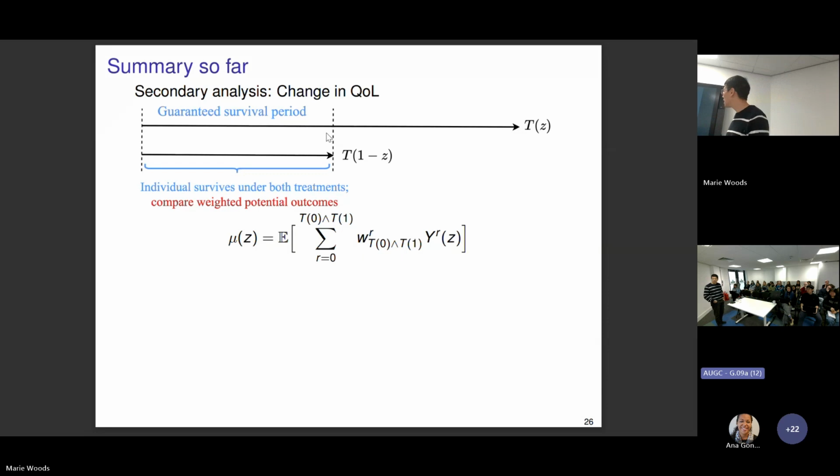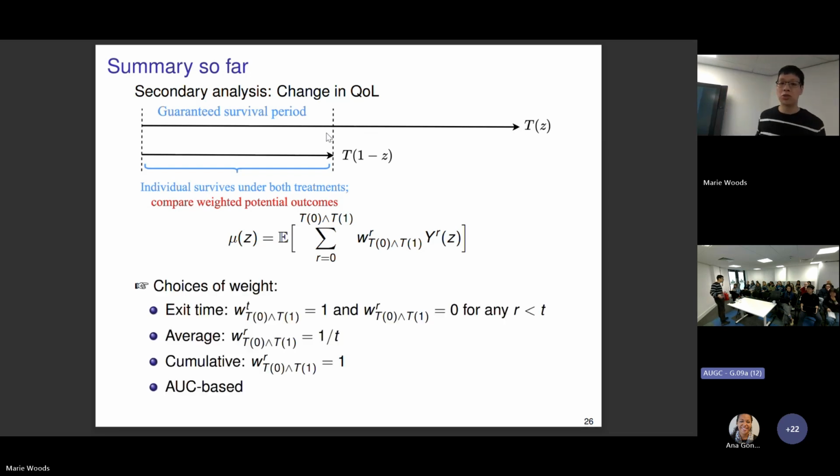Okay, and here, this is just a mathematical form for the while-guaranteed survival estimate. You can take a weighted average of your observations within this time period, and this way you can choose it to suit your scientific goals. For example, if you want to look at the last time point before they died, you can choose the weight to be 1 at the last time point and 0 otherwise. Or if you want to look at the average, you can set the weight to be 1 over t. Or sometimes people may want to look at the cumulative.